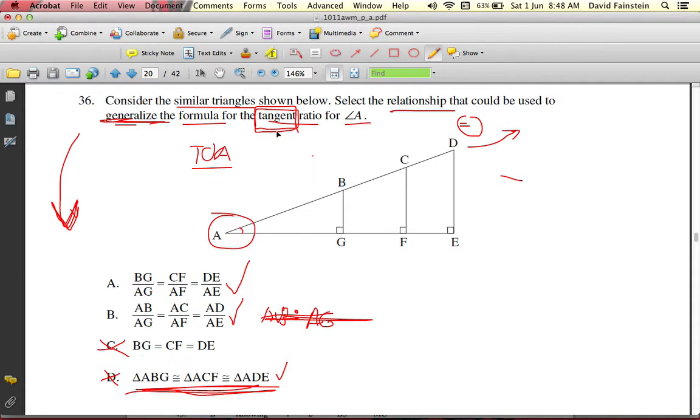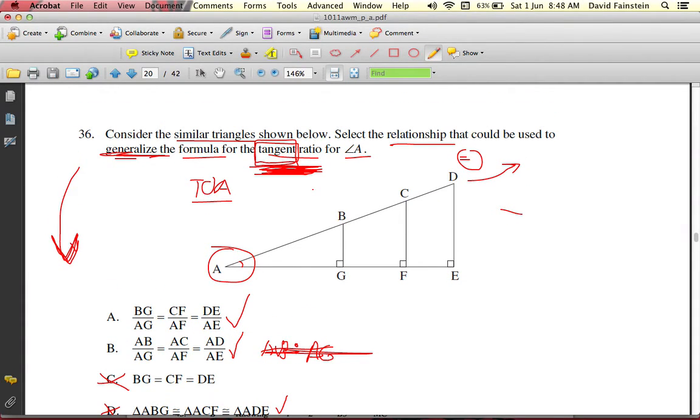So here's what I'm going to do. I'm going to focus on our key word. Our key term is tangent ratio. I've circled or underlined it a bunch of times, but it is very key in this question. We're looking for a generalized formula for the tangent ratio. What do we know about tangent? Well, in order to calculate something like the angle A, we need opposite over adjacent.